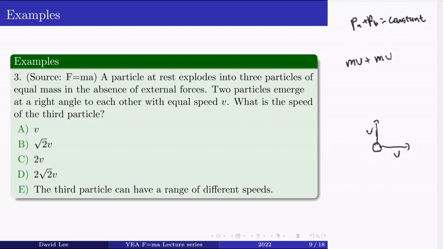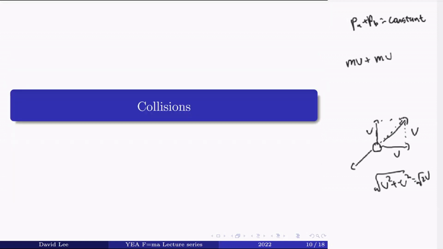Well, this is because remember that momentum is a vector, right? So we have to do the vector addition of the three velocities. The momentum of the third particle should be this right here, which would be the negative of the sum of these two momenta. So by Pythagoras' theorem, it will be the square root of v squared plus v squared, which is root 2 v. All right, that was pretty straightforward.